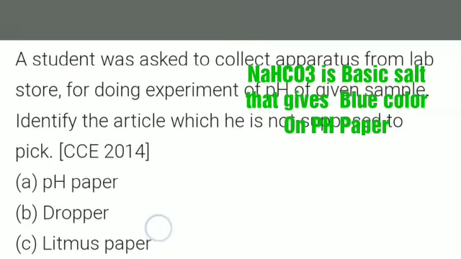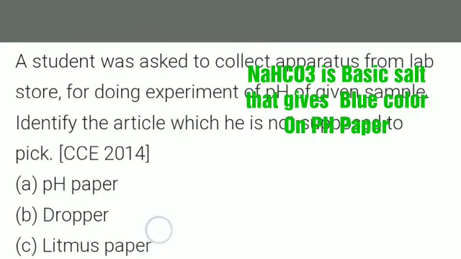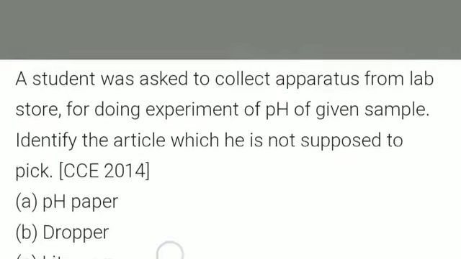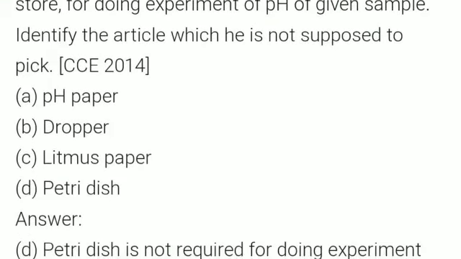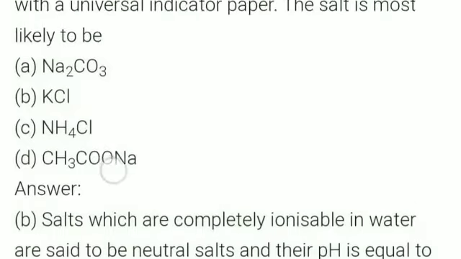A student was asked to collect apparatus from the lab store for doing an experiment for the pH of a given sample. pH paper, dropper, litmus paper, all these are required. Fourth is petri dish, this one will not be required.